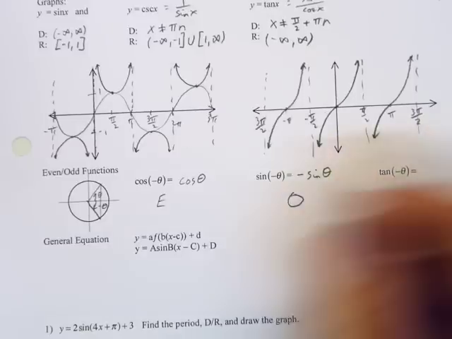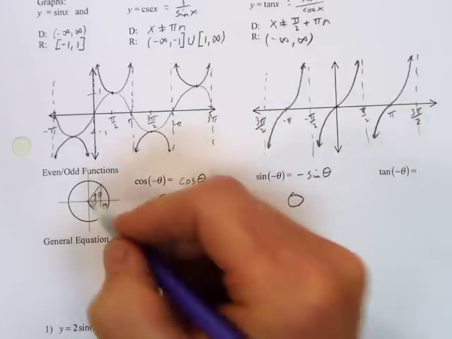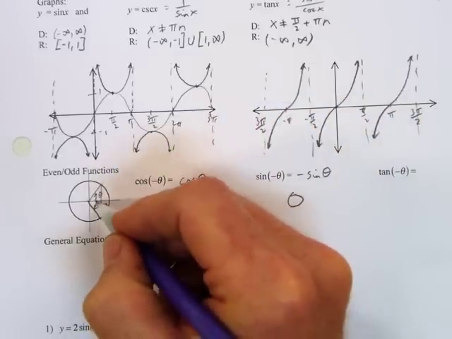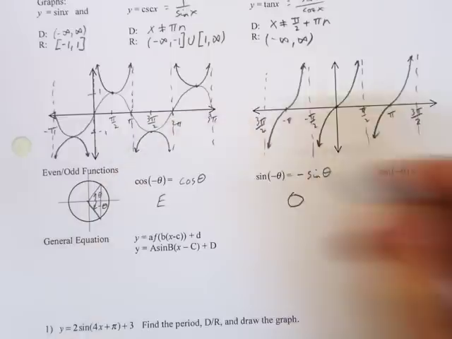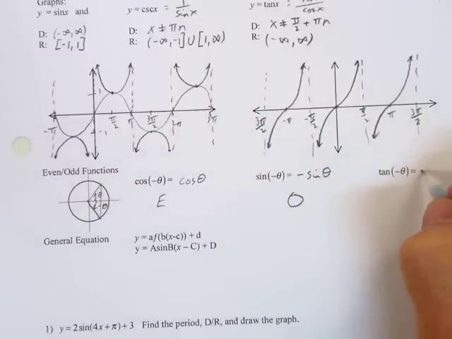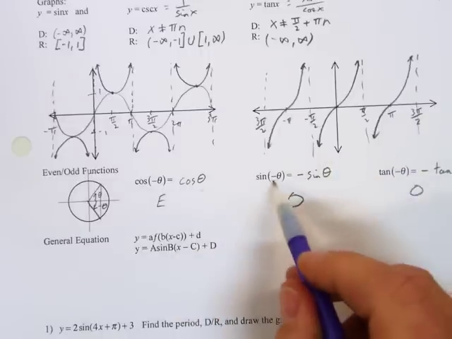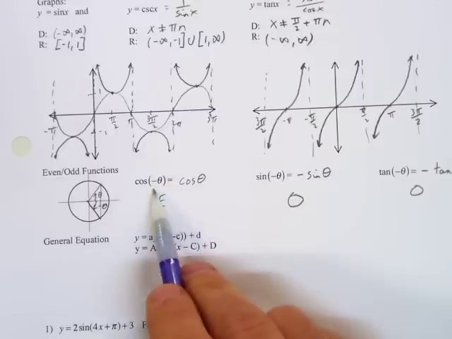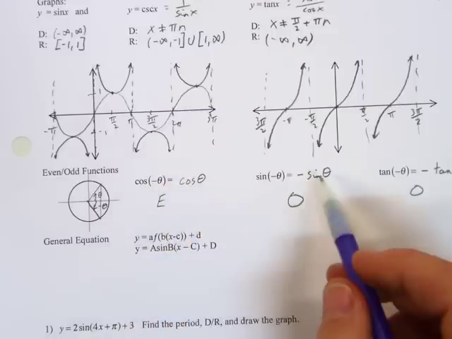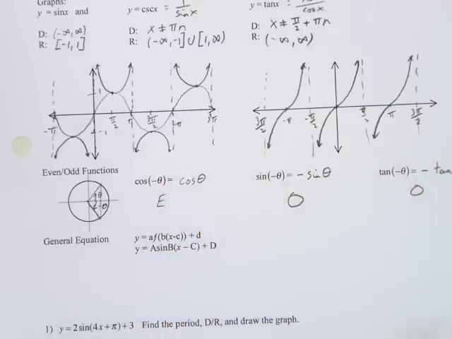Tangent, you could say, is the y over the x value, so a negative over a positive, and then tangent of theta would have to be positive, so this will also be the opposite. You could plug it in as sine over cosine. Sine of negative theta is negative sine theta. Cosine of negative theta is cosine theta. Negative sine over cosine is negative tangent.